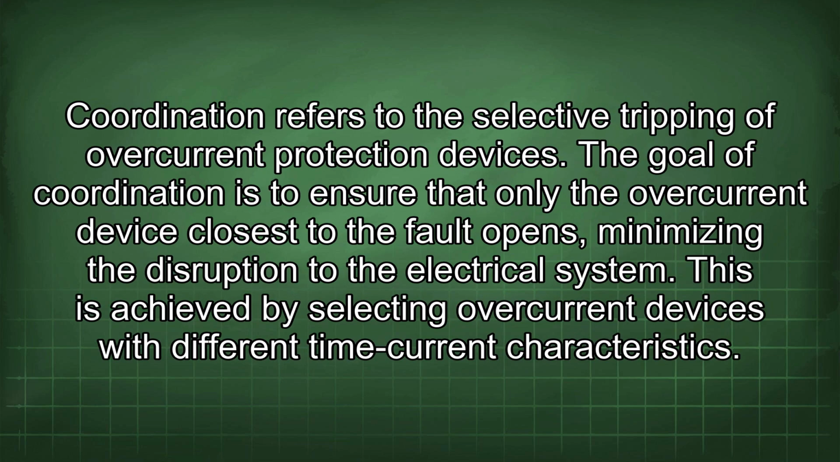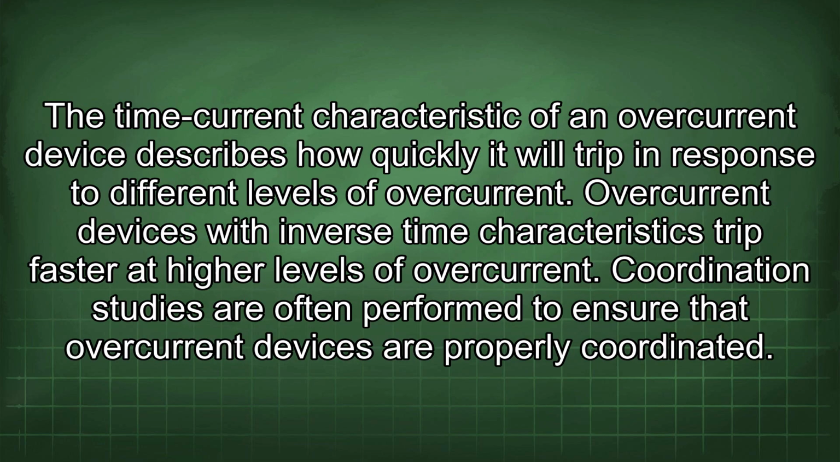Coordination refers to the selective tripping of overcurrent protection devices. The goal of coordination is to ensure that only the overcurrent device closest to the fault opens, minimizing the disruption to the electrical system. This is achieved by selecting overcurrent devices with different time current characteristics. The time current characteristic of an overcurrent device describes how quickly it will trip in response to different levels of overcurrent. Overcurrent devices with inverse time characteristics trip faster at higher levels of overcurrent.